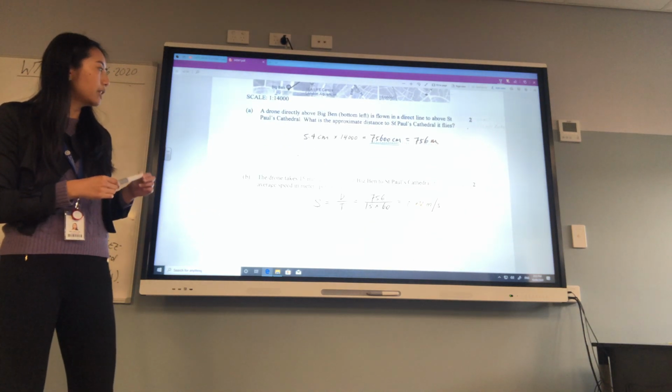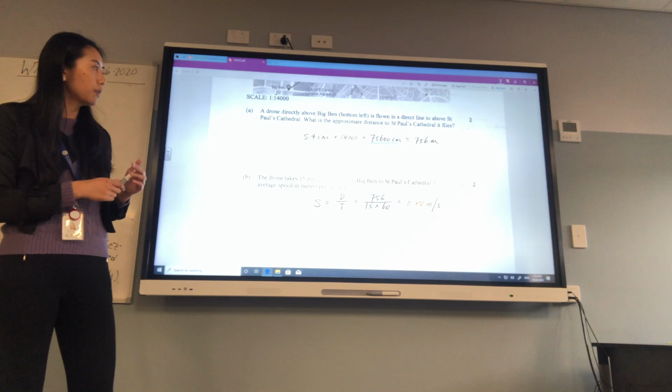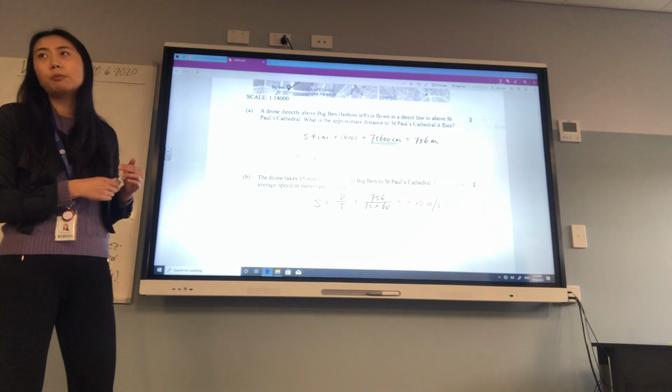And then it says the drone takes 15 minutes to get from Big Ben to St. Paul's Cathedral. Calculate the average speed. So the speed is equal to d over t.